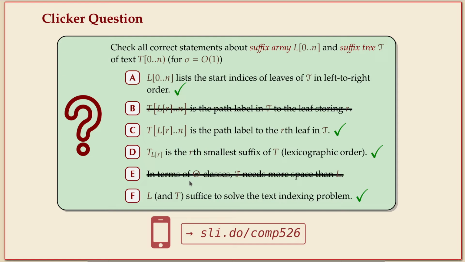Now the tricky one may be E. And here the important bit is, in terms of big theta classes, for a constant size alphabet, also suffix trees are linear space. They're theta of n space. But theta hides a constant factor, and that constant factor is much larger for the suffix tree than for the suffix array, where it's really one number for each leaf, or one number for each position in the text. So in a way, we shouldn't be too ambitious. The suffix array is still linear space, as was the suffix tree, but the constants matter. All right.